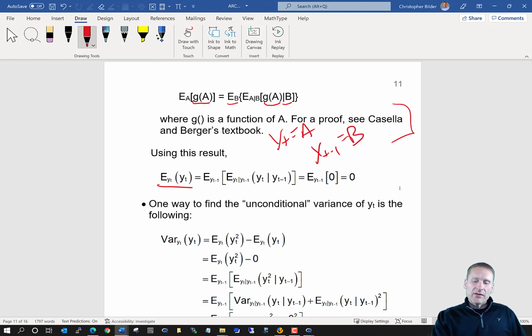So what I get in the middle here is this conditional expected value, and we have already shown that to be 0. And so the expected value of 0 with respect to the distribution of y sub t minus 1 is of course 0. So the unconditional mean is 0.